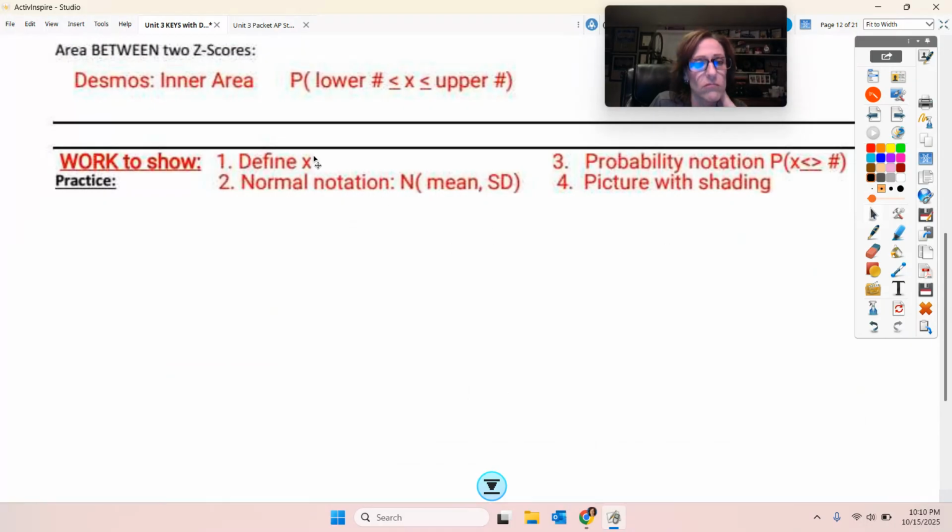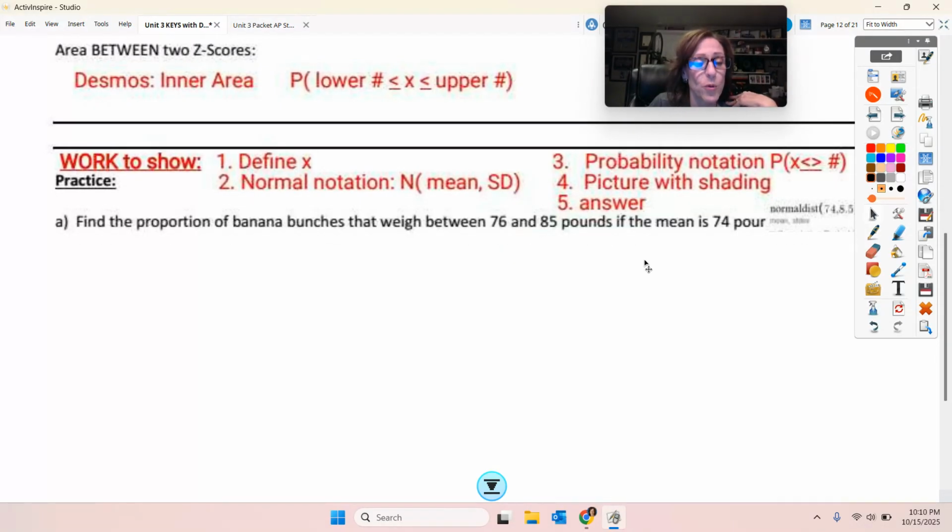So number one, define what X represents. Define the context. First and foremost, what is this about? Context is math class. So then we're going to write our normal notation so we can define the mean and standard deviation we're dealing with. Then we're going to write the probability notation we want to do, and then show a picture. And then, of course, at the end, finally answer it. So let's go through that.